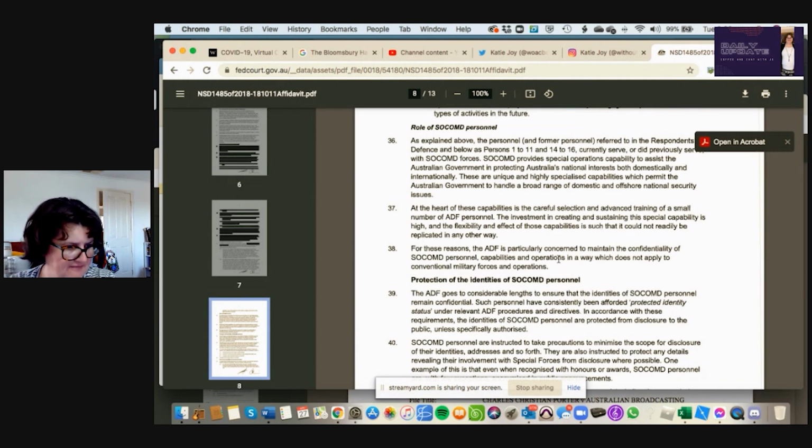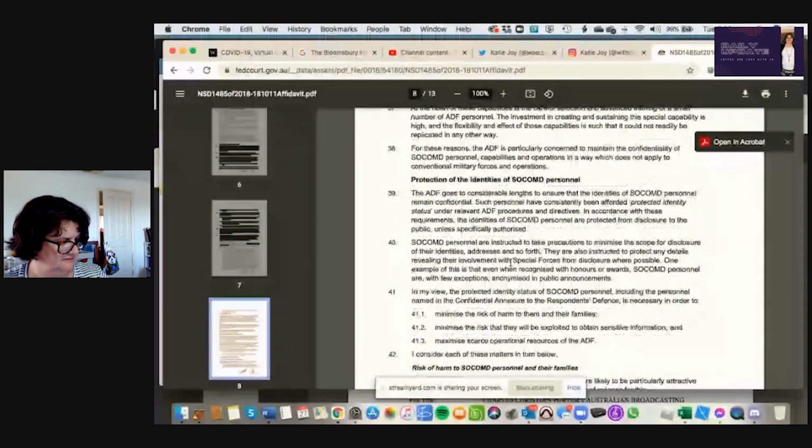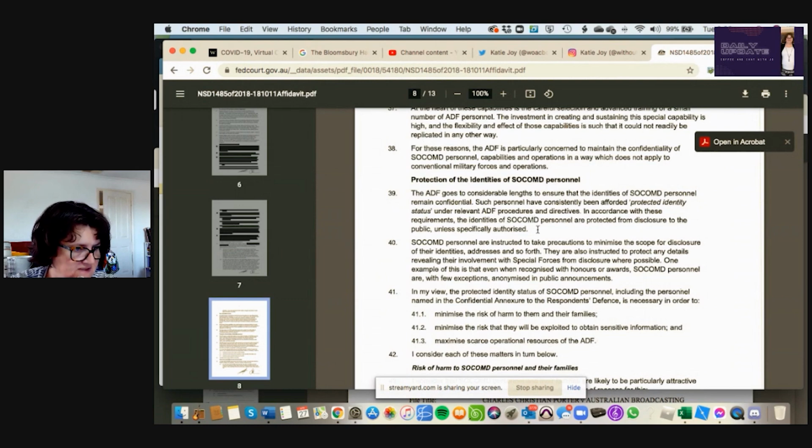For these reasons, the ADF is particularly concerned to maintain the confidentiality of the SOCOMD personnel, capabilities and operations in a way which does not apply to conventional military forces in operation. The ADF goes to considerable lengths to ensure the identities of the SOCOMD personnel remain confidential. Such personnel have consistently been afforded protected identity status under relevant ADF procedures and directives. In accordance with these requirements, the identities of the personnel are protected from disclosure to the public unless specifically authorised.